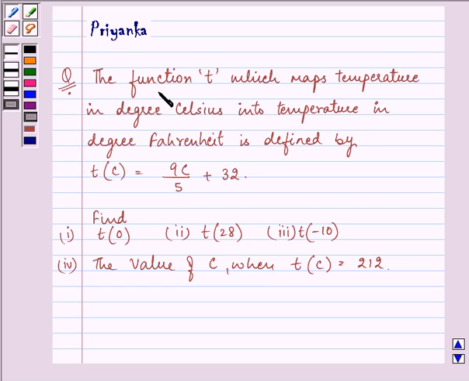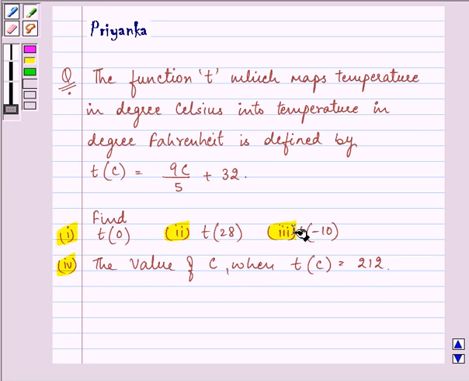It says, the function T, which maps temperature in degree Celsius into temperature in degree Fahrenheit, is defined by T(C) = 9C/5 + 32. We need to find the temperature at 0, at 28, at minus 10, and the value of C when T(C) is equal to 212.